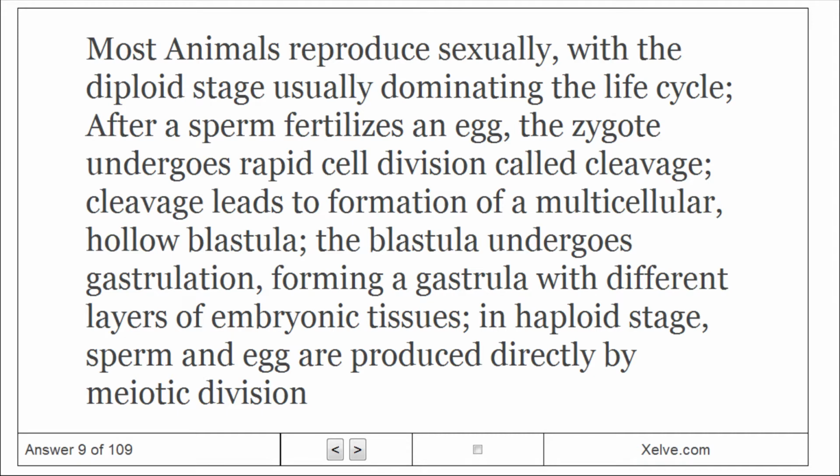Most animals reproduce sexually, with the diploid stage usually dominating the life cycle. After a sperm fertilizes an egg, the zygote undergoes rapid cell division called cleavage. Cleavage leads to the formation of a multicellular, hollow blastula. The blastula undergoes gastrulation, forming a gastrula with different layers of embryonic tissues. In the haploid stage, sperm and egg are produced directly by meiotic division.